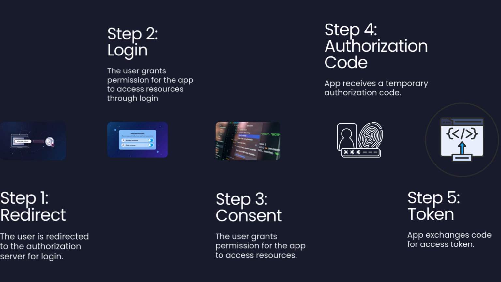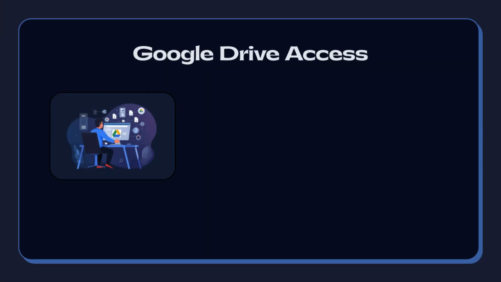The application then sends this code to the authorization server and exchanges it for an access token. This access token is what the application uses to call APIs. The access token never exposes the user's password. It only allows limited access based on the permissions granted.